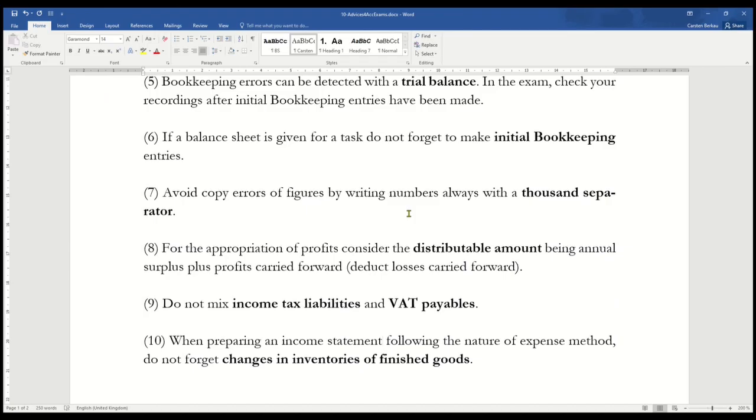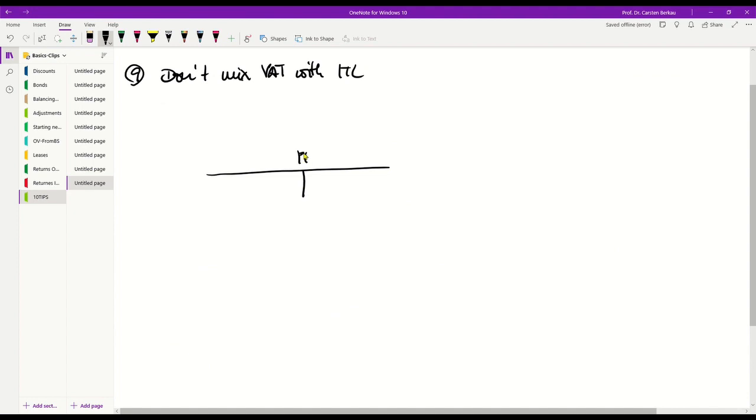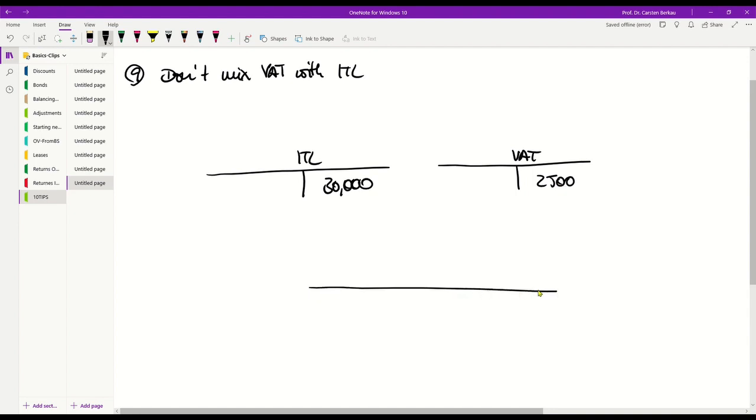Make sure that you do not mix income tax liabilities with VAT payables. So if you got an income tax liabilities account and you got value added tax and it is credit balanced, so let's assume our income tax liabilities will be 30,000 and VAT comes up with an output VAT to the extent of 2,500, then you have to record on the balance sheet the income tax liabilities under income tax liabilities, which is 30,000, and you record value added tax payables as the accounts payables. Don't mix them.